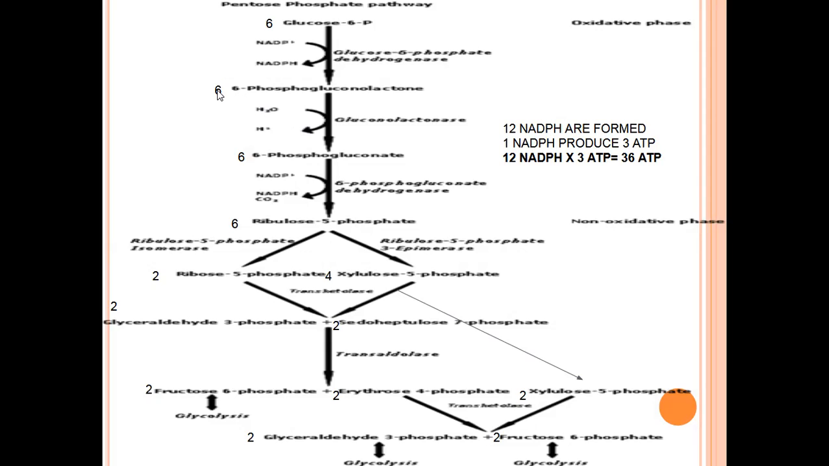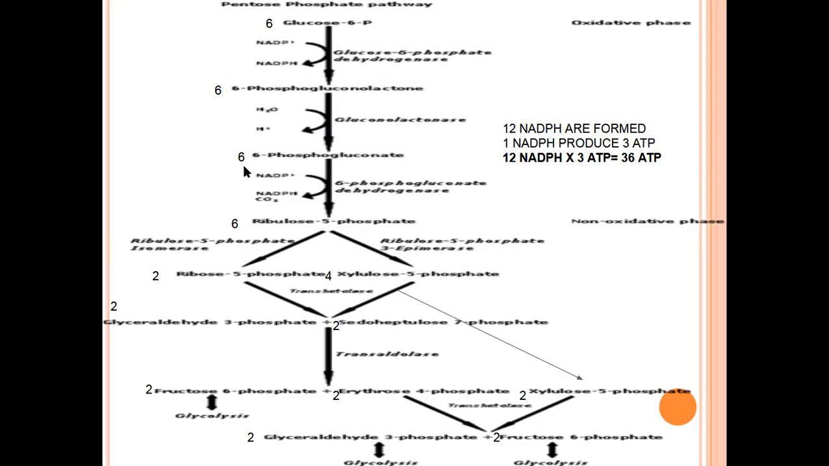6 molecules of 6-phosphogluconolactone convert into 6 molecules of 6-phosphogluconate in the presence of gluconolactonase enzyme. In this reaction, 6 water molecules are utilized.